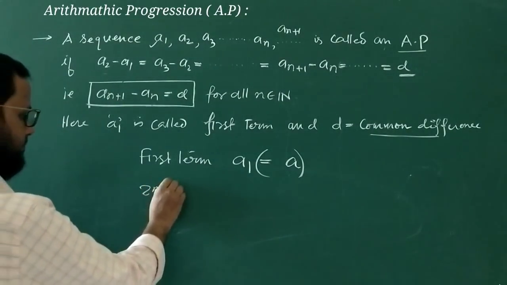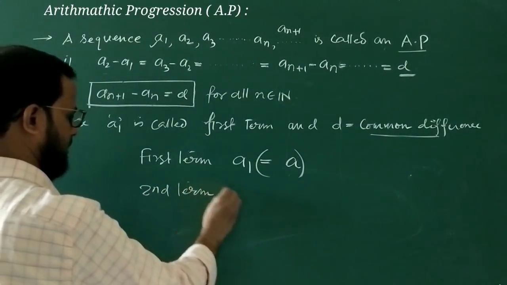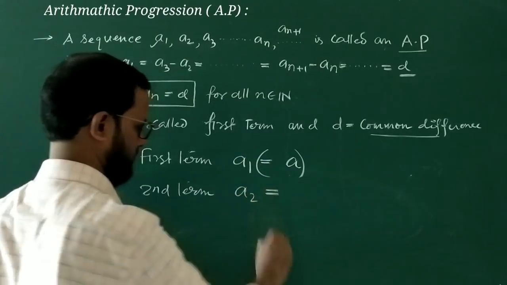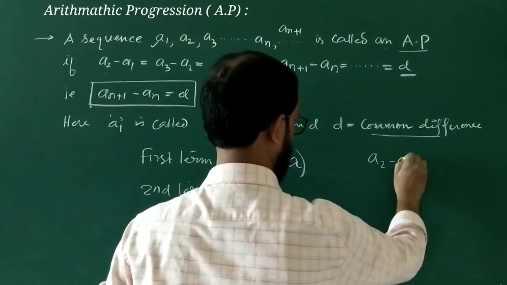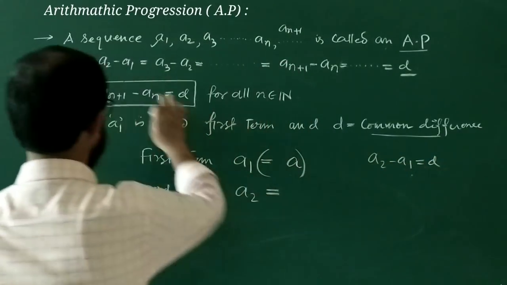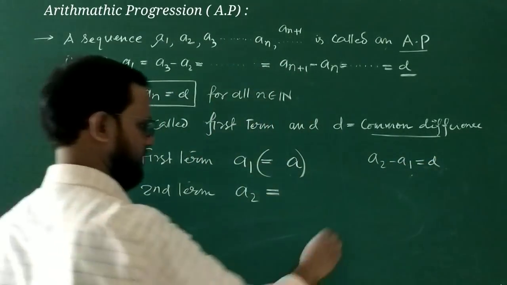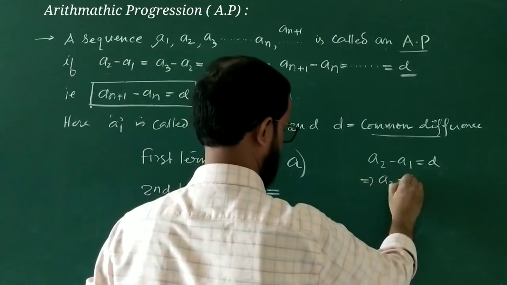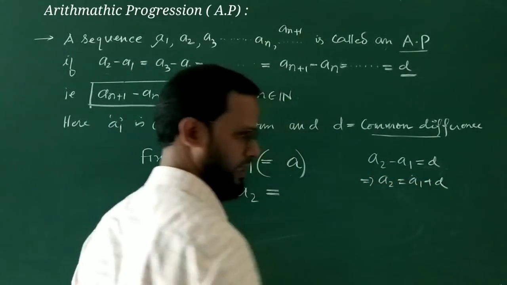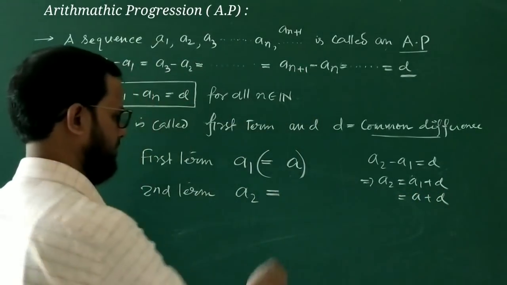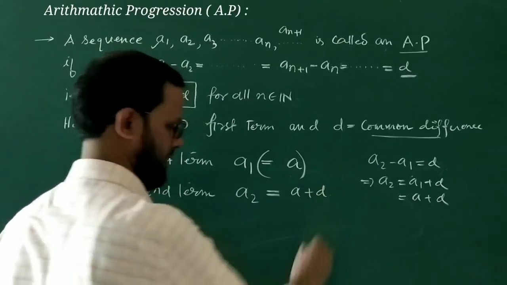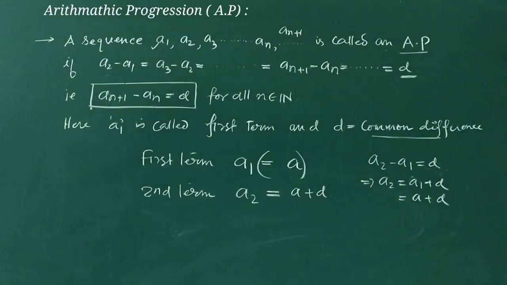Second term is a2. How to get a2? You see, a2 minus a1 equal to d. The difference between two consecutive terms is equal to d. So from here you can write a2 is equal to a1 plus d. What is a1? a1 is equal to A. So the second term is A plus d.